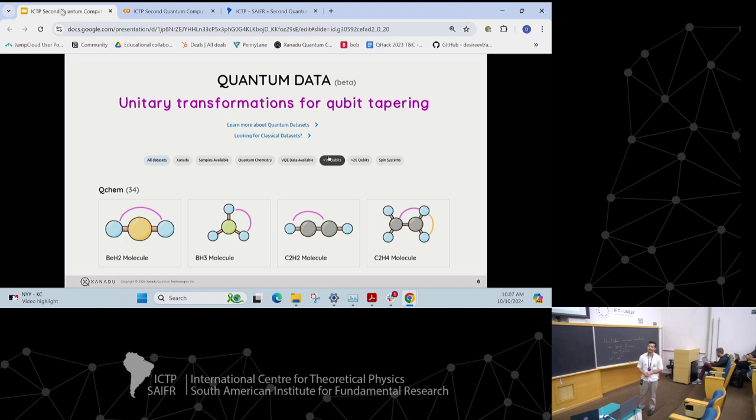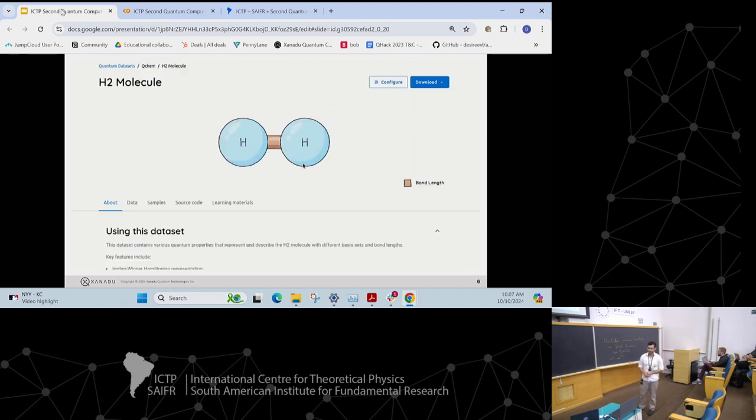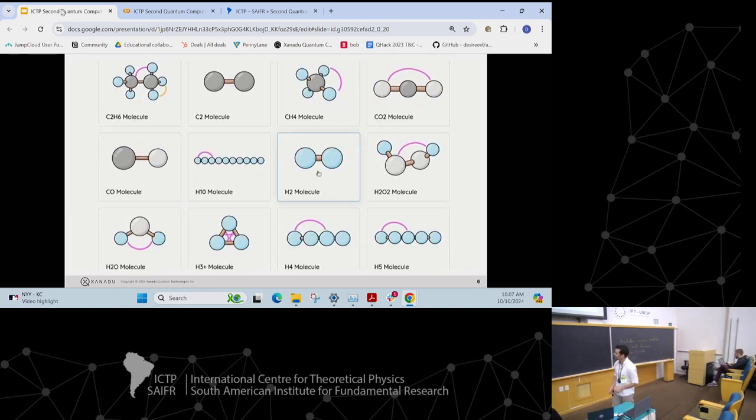You can also choose the basis set that you're choosing to represent your Hamiltonian in, or your wave function in, sorry. The STO-3G is kind of like the minimal basis set, so it uses the least amount of resources, but of course that means that you have less precision. You can use a bigger basis at the cost of more computational power, but also higher precision.